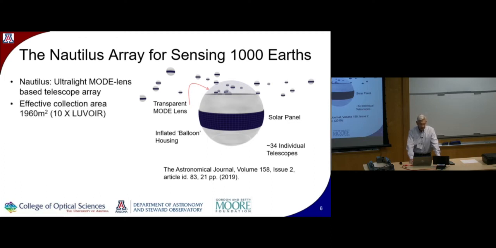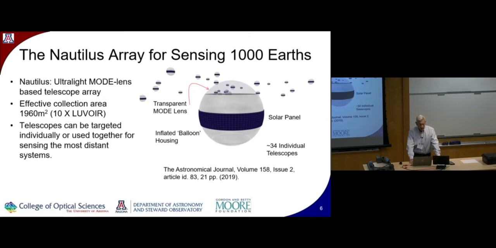So the effective collection area for the constellation is about 1,960 square meters, which is 10 times LUVOIR. And the telescopes can be targeted individually or used together for sensing the most distant systems. It turns out to be much more economical and practical than a mirror-based array, given the cost of LUVOIR in the 10 billion range for a single telescope.